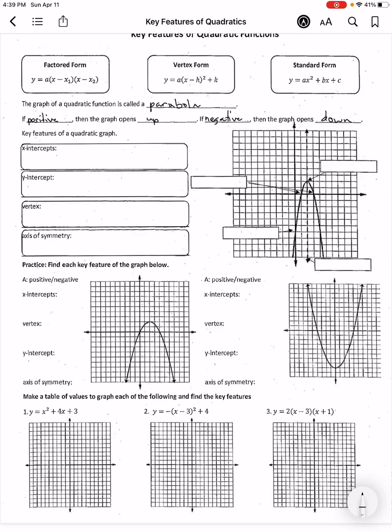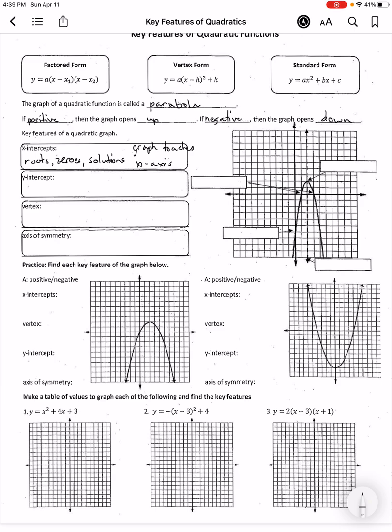And if you look on the left, key features are x-intercepts, which are often called roots or zeros or solutions. It is just where that graph touches the x-axis. And there could be 0, 1, or 2 of those in any kind of quadratic. And again, it has to touch the x-axis for there to be a root, a zero, or a solution.